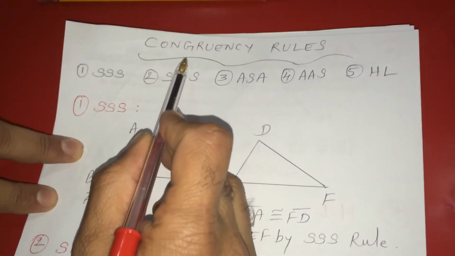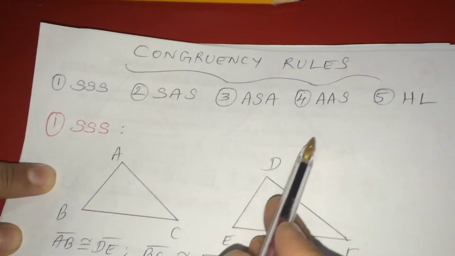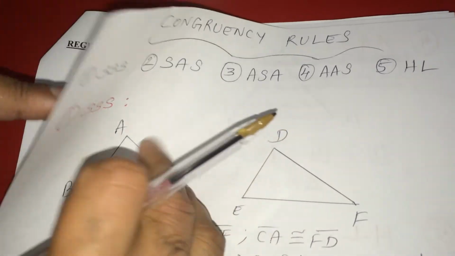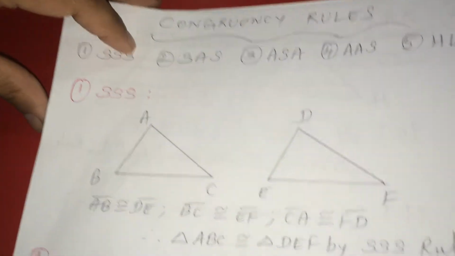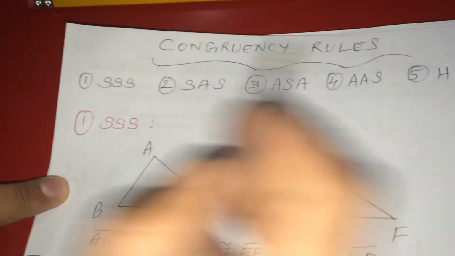Now I am going to explain the congruency rules. After understanding these rules, if you try the problems that I have given in Reasons Review 4 Part B, it becomes much easier for you. That's why first let us focus on these congruency rules. We have actually 5 rules.